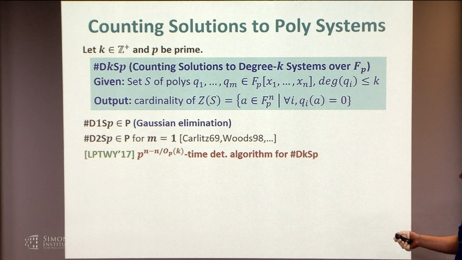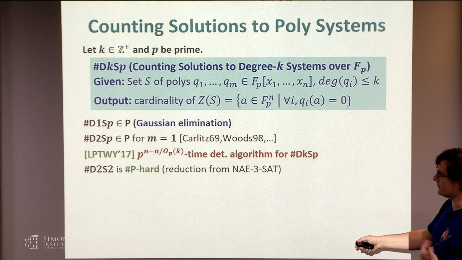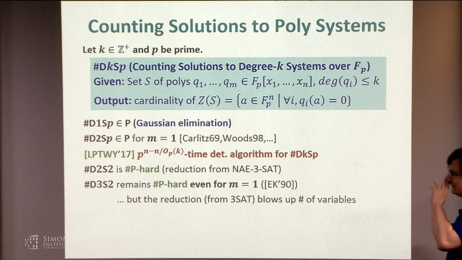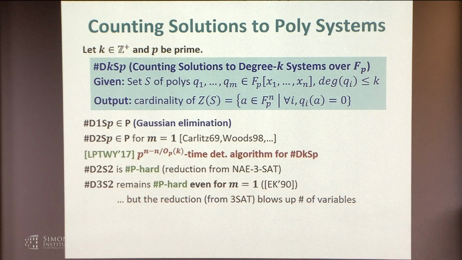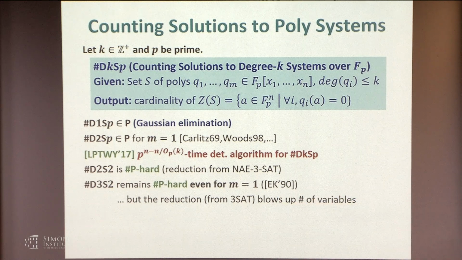So you can generalize the algorithm on the previous slide to get a similar type of thing for counting. And this problem becomes sharply hard very quickly. Already for degree 2 and F_2, by a natural kind of reduction. And for degree 3 over F_2, it's still #P-hard, even when you've got only one degree 3 polynomial and you want to count its roots. But the reduction blows up the number of variables. This is due to Ehrenfeucht and Karpinski. It blows it up by quite an amount, maybe n cubed or something.